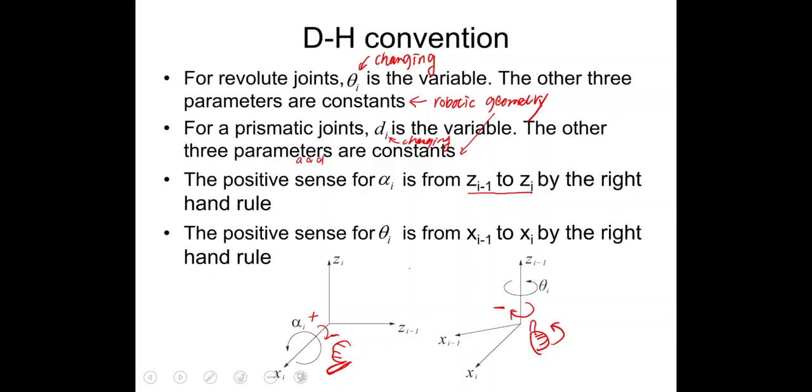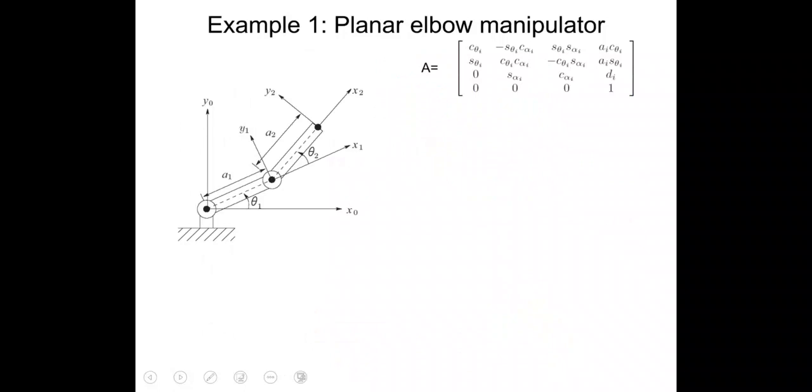Please don't worry. Later, we will do a lot of examples, so you will see in a real robotic arm how we're going to find these four parameters. These are the basic definitions of how to find them. Okay, so let's see one example.